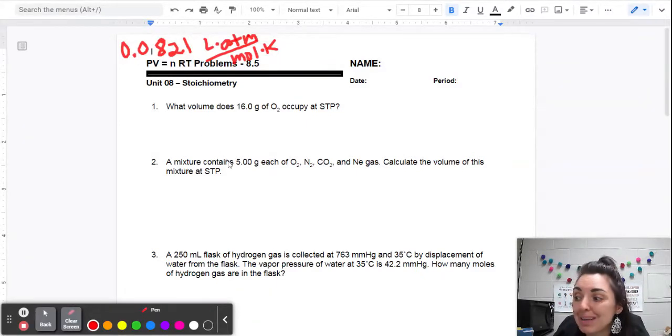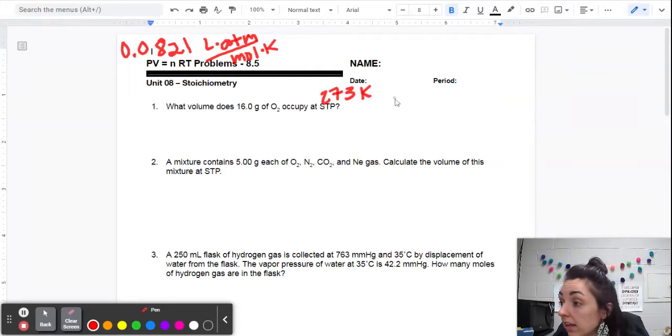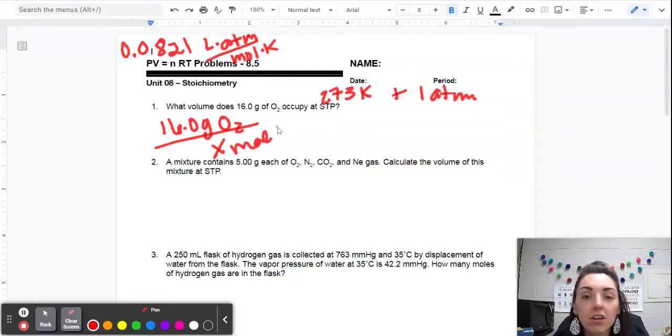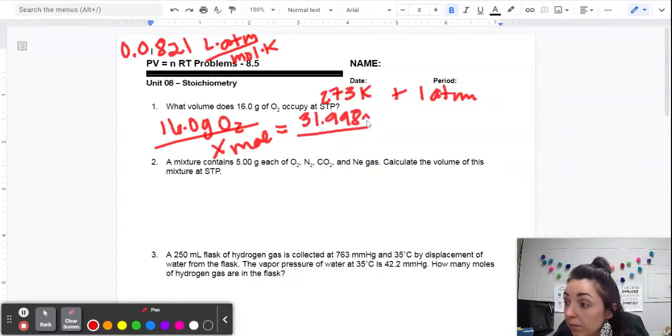All right, so what volume does 16 grams of O2 occupy at STP? Remember, STP means standard temperature and pressure. So that is 273 Kelvin, or 0 degrees Celsius, and 1 atmosphere. So I've got 16 grams of O2. I'm going to convert that to moles because we know when in doubt, convert your grams to moles, people. It's O2, so I'm going to use 31.998 grams for every mole for my molar mass. And that gives me 0.5 moles.